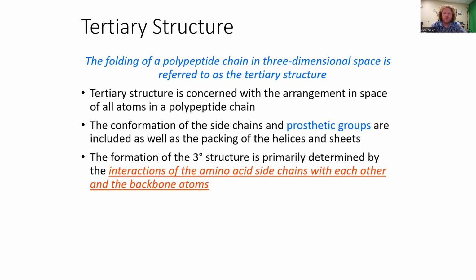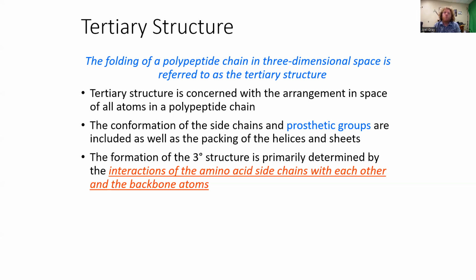So the formation of the tertiary structure is primarily determined by interactions. This is a very important thing. Interactions of the amino acid side chains with each other and the backbone atoms. So I want you to think about this as the different levels of protein structure. Primary structure is stabilized simply by covalent bonds. Secondary structure is stabilized by backbone hydrogen bond interactions. Tertiary structure is how do the different R groups interact with one another, and how do they interact with backbone atoms?